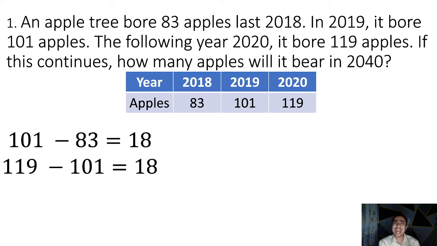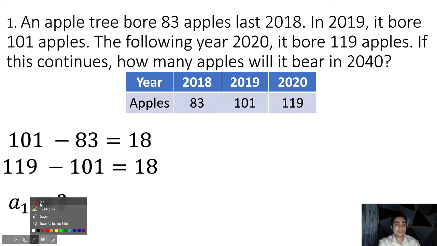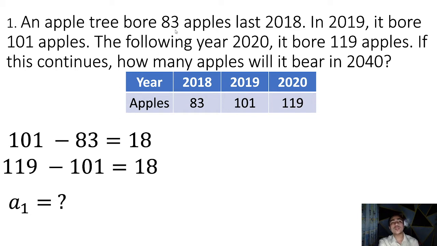So ngayon, alam natin arithmetic sequence. Ano ba yung mga kailangan sa arithmetic sequence? First, we have to find our a sub 1. Meron ba tayong a sub 1 na given sa problem? Tignan natin. Based dun sa problem, a sub 1 ay yung pinakauna. May binigay ba dito kung ano yung pinakaunang bilang ng apples? Of course, that is 83 apples. Yan yung ating a sub 1. Okay, so meron tayong a sub 1. Check.